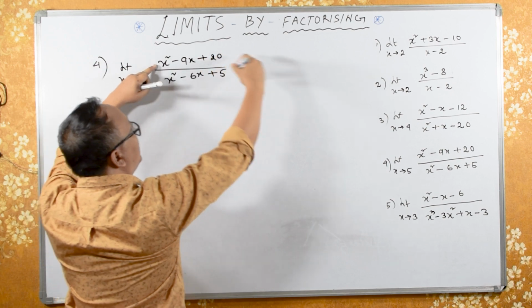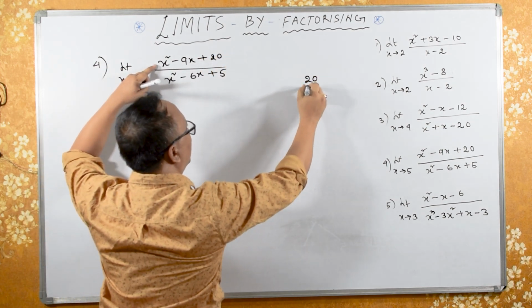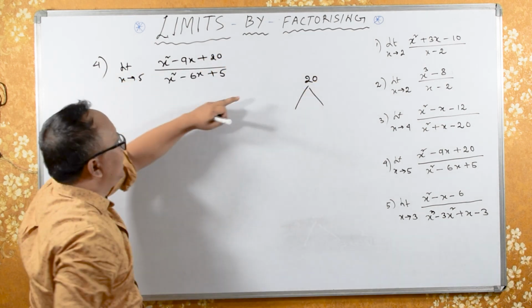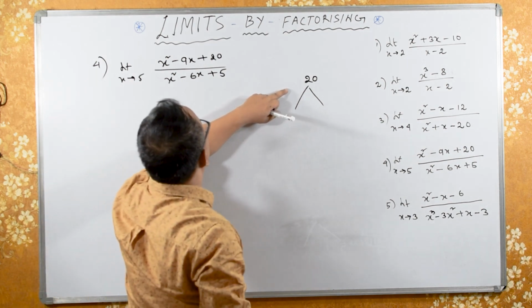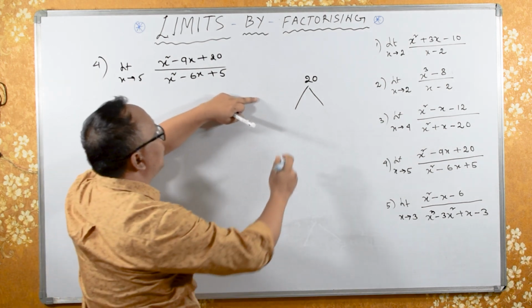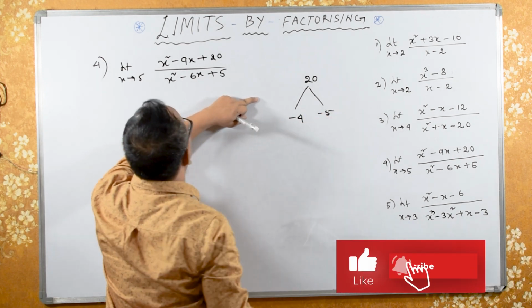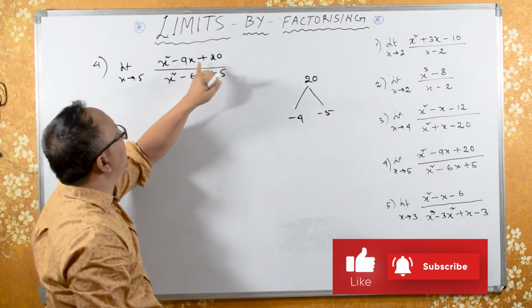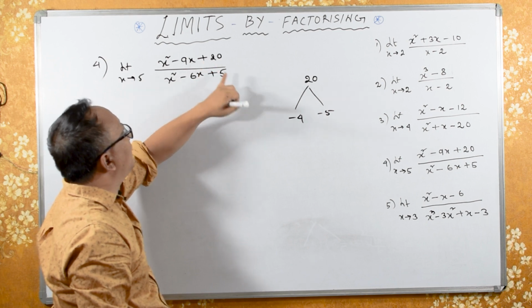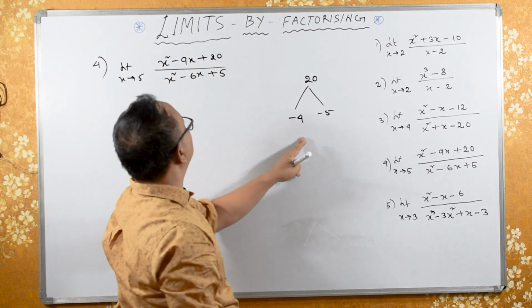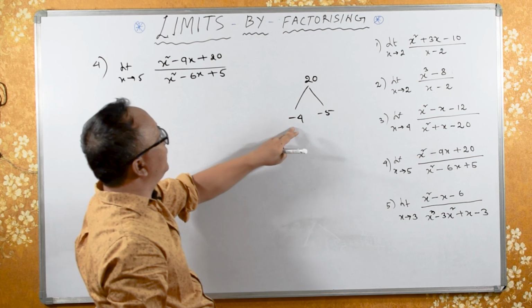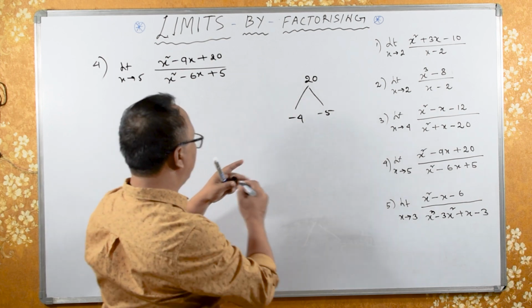Now 1 into 20 is plus 20. Let's split 20. 20 is the same as 4 × 5. So I can write 4 and 5. We need to get, if I add these two, 9x, and if I multiply these two, plus 20. Okay, perfect.